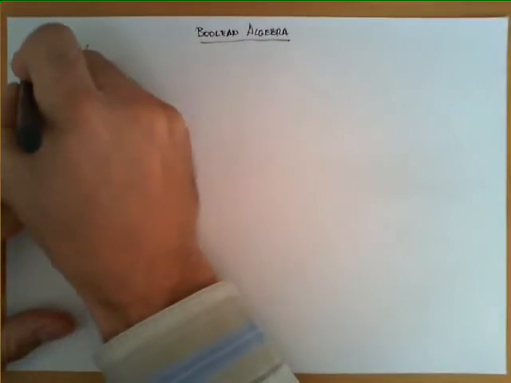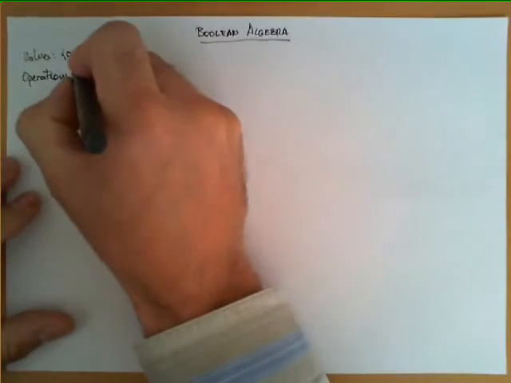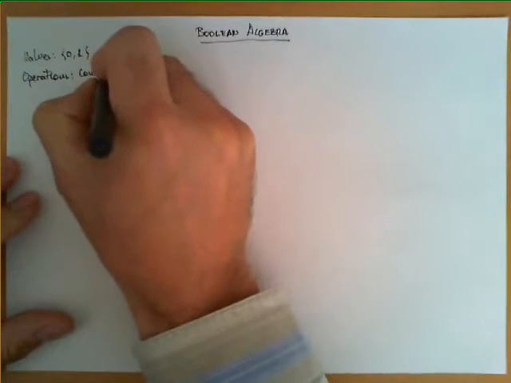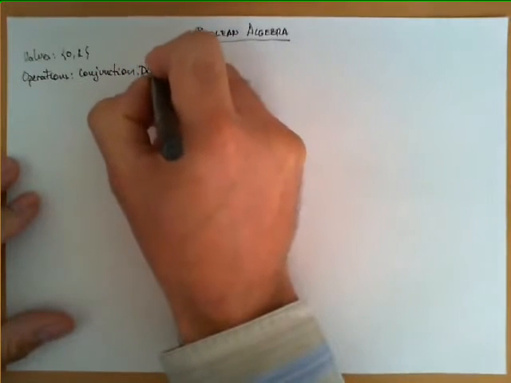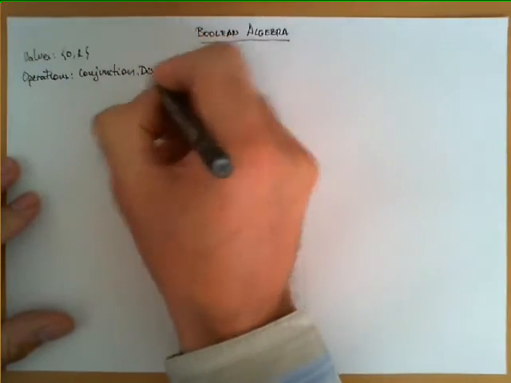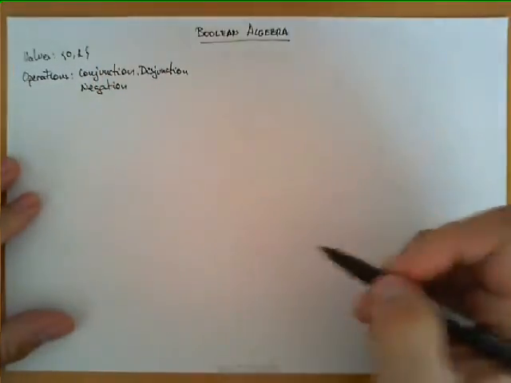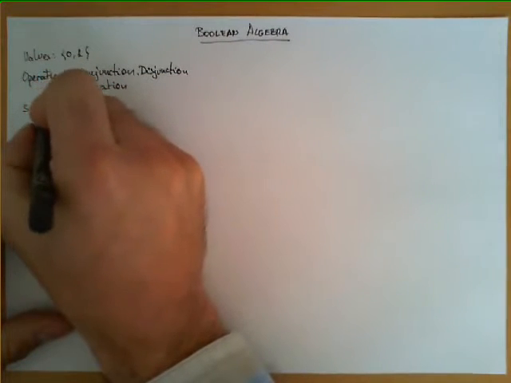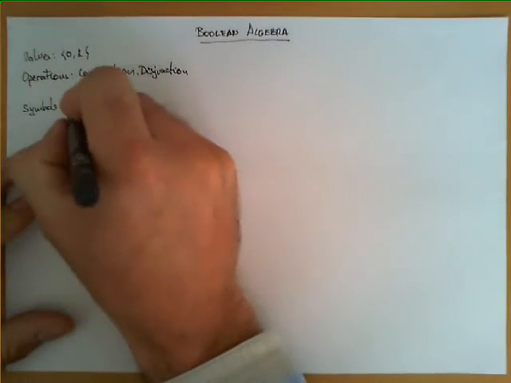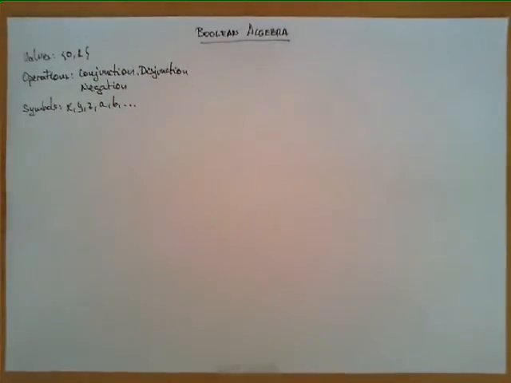The second ingredient are the operations, and we're going to see three basic ones, which are conjunction, disjunction, and negation. And also, when manipulating expressions in this Boolean algebra, we're going to be using a set of symbols, which are basically letters, could be X, Y, Z, A, B, and so on and so forth. So let's first elaborate on the rules of these basic operations.